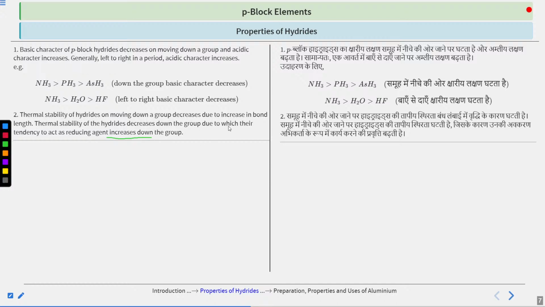So if it is thermally less stable, that means the hydride that is attached to the non-metal is very easily available for donation. As a result of it, this hydride can be used to reduce various compounds. Clear? So for that reason, their reducing power is increasing.